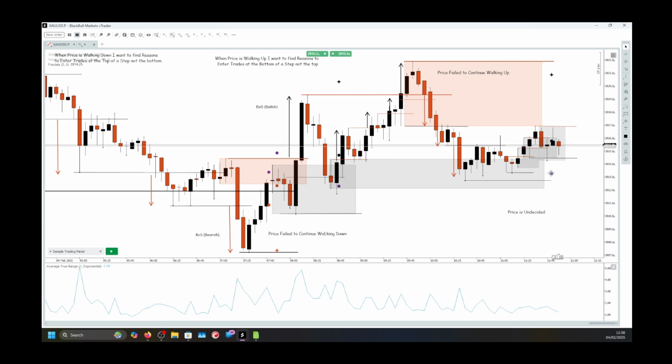See, if I wanted to be ultra safe, I'd be putting my stop below these levels. But for me, the stop is getting too big if I want to have a good risk to reward.